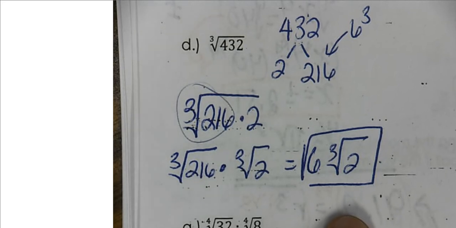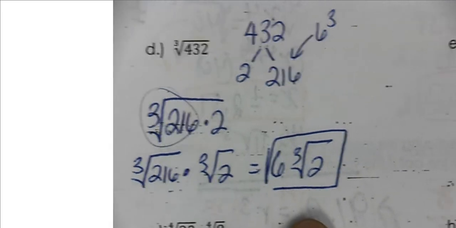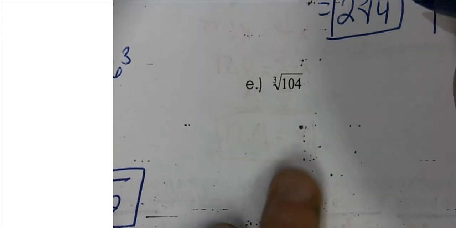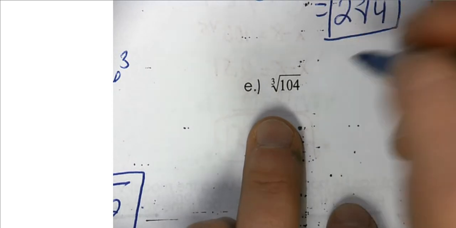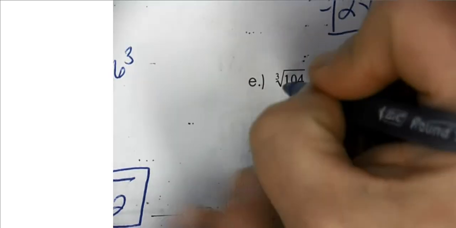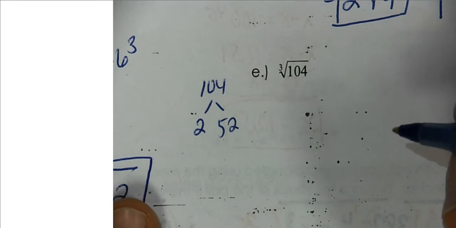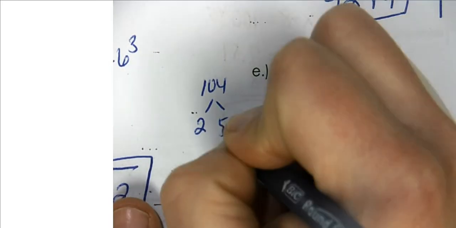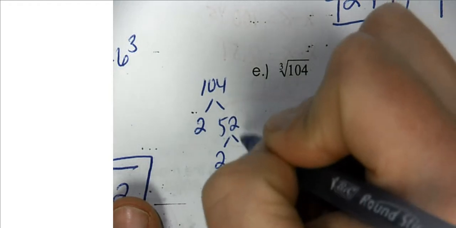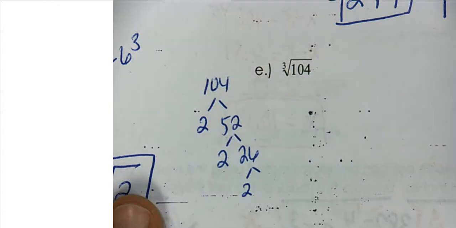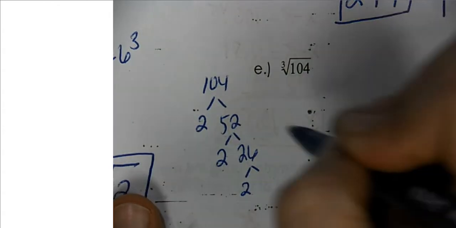Let's go ahead and look at letter E. For letter E, I have 104. I don't know very much about 104, but what I do see is that 104 is divisible by 2. So I'm going to write 104 and divide it by 2, and that is going to be equal to 52. Okay, I don't see any perfects yet, so I know 52 is even, so that's going to be 2 times 26. I still don't see any perfects, but I do know that it's divisible by 2. And so this is 2 times 13.